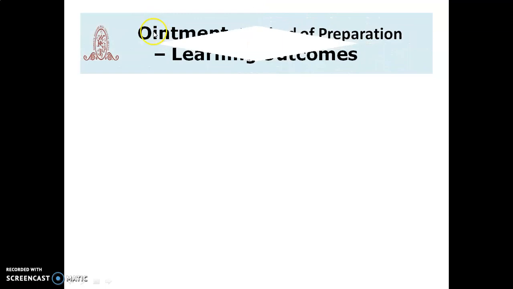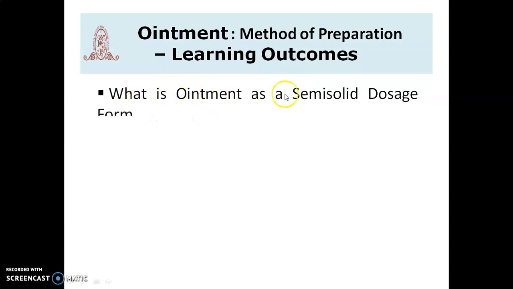Then what we learned from this topic, ointment method of preparation, the learning outcomes are: what is ointment as a semi-solid dosage form, and the preparation of ointments. Thank you.